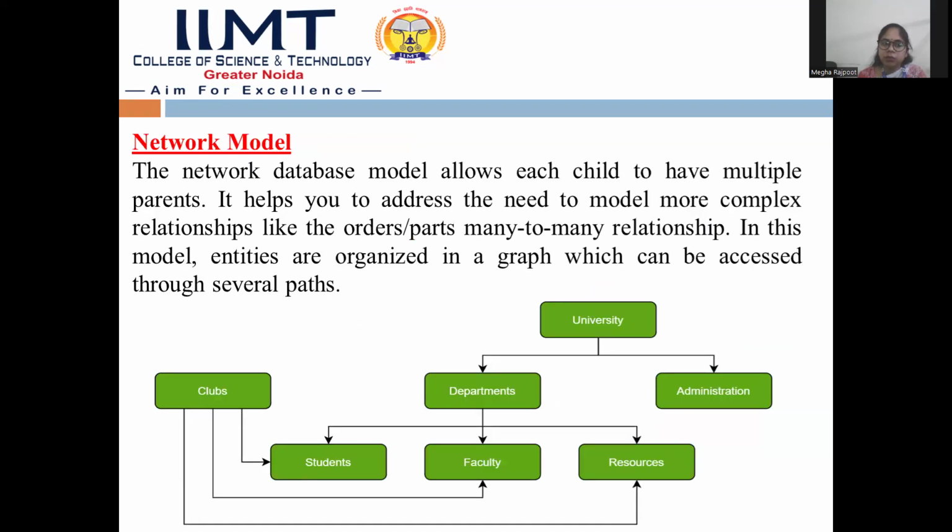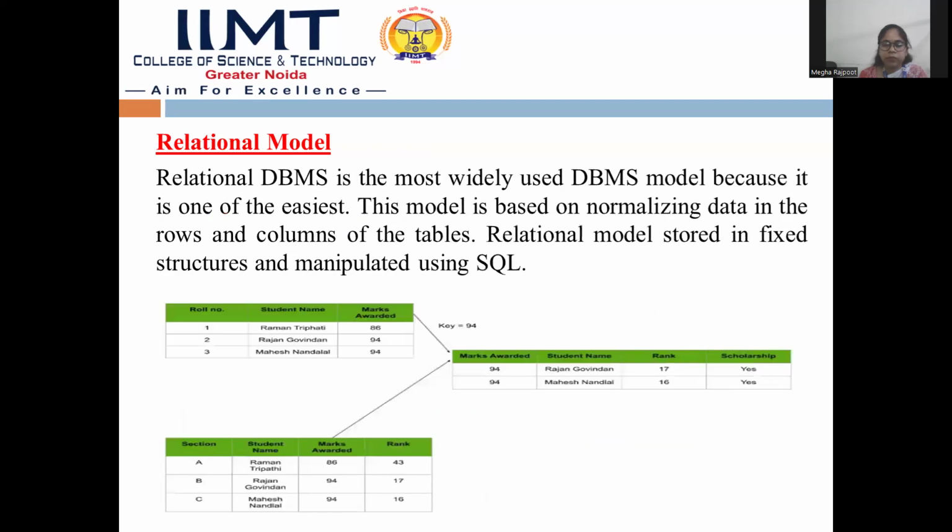Next one is the network model. The network database model allows each child to have multiple parents. It helps you to address the need to model more complex relationships like orders and parts, where many-to-many relationships are followed. In this model, entities are organized in a graph which can be accessed through several paths. So this is the diagram of network model.